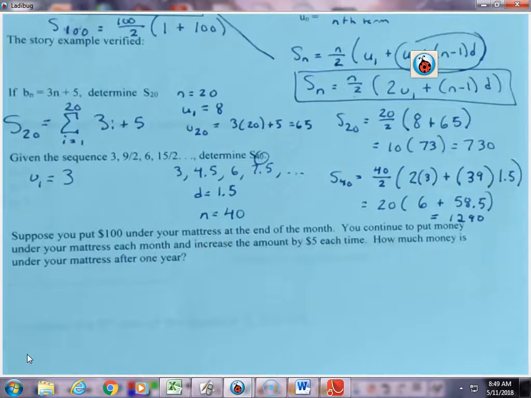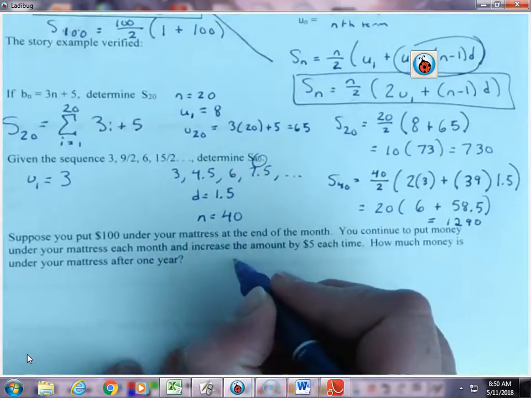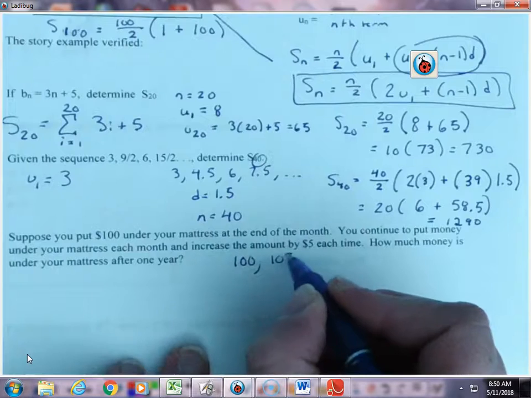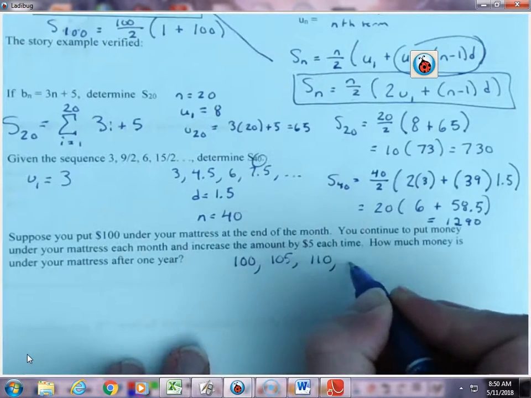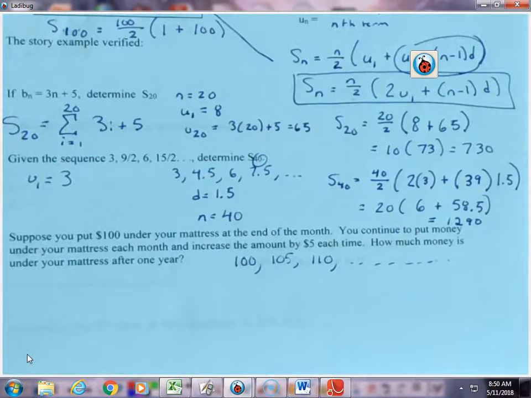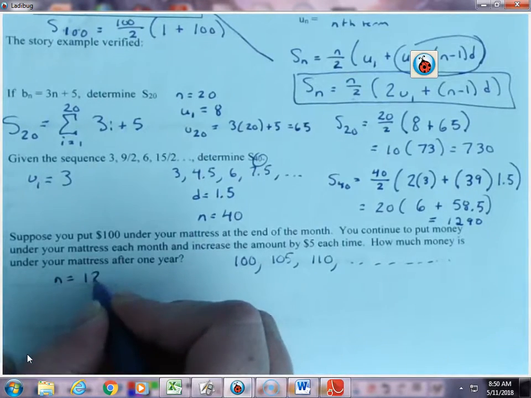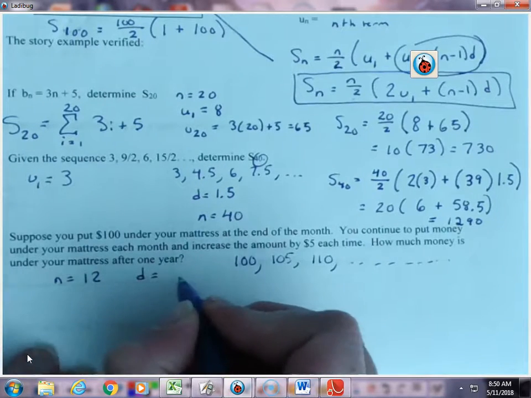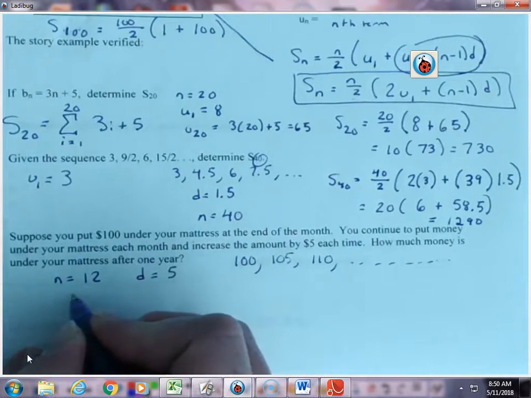All right, so you put $100 under your mattress at the end of the month. You continue to put money under your mattress each month and increase the amount by $5 each time. So first month you're putting in $100. Then what are you doing? And then what? Okay, and they want me to add up and figure out how much money is under my mattress after 1 year. So what is N? Well, we're just doing it per month. Okay, and then what's D? And what's U sub 1?